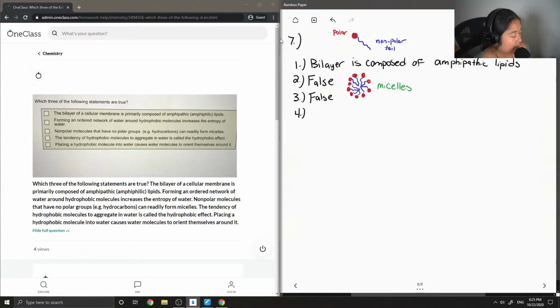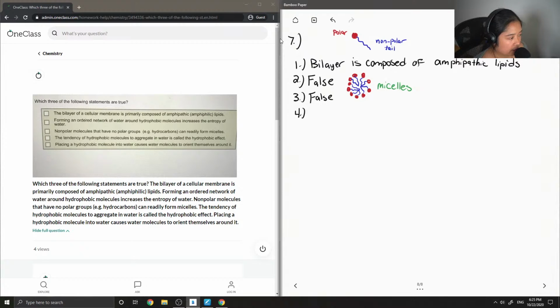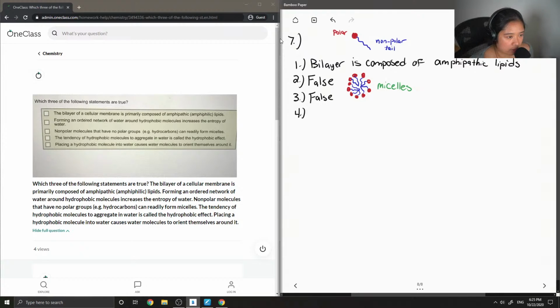Okay, 4. The tendency of hydrophobic molecules to aggregate in water is called the hydrophobic effect. So this is correct.